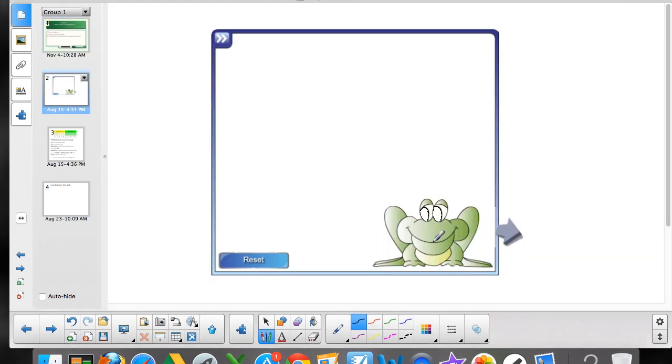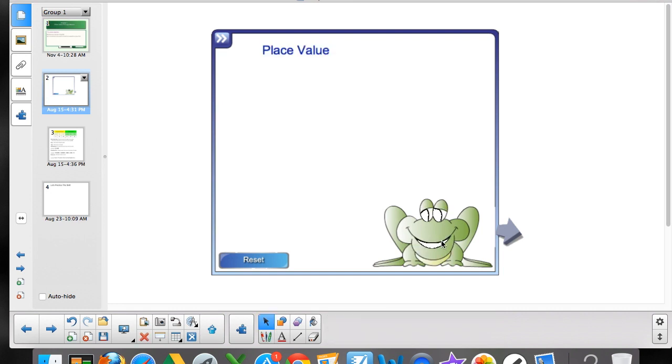Our vocabulary words today are place value, standard form, expanded form, and word form.